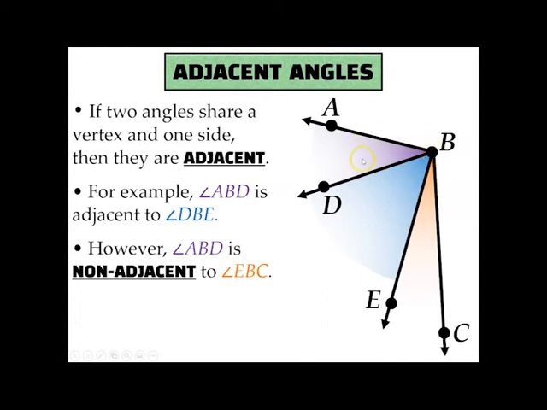However, that purple angle, angle ABD, is non-adjacent to angle EBC, the orange angle. They share vertex B, but that's it. They don't share any of their sides. The sides of the purple angle, ABD, are BA and BD. But the sides of the orange angle are different. They're ray BE and ray BC. Therefore, purple and blue are adjacent, and purple and orange are non-adjacent in this diagram.